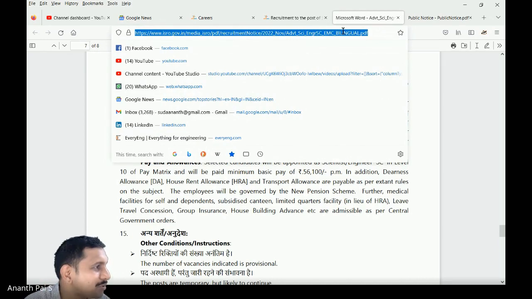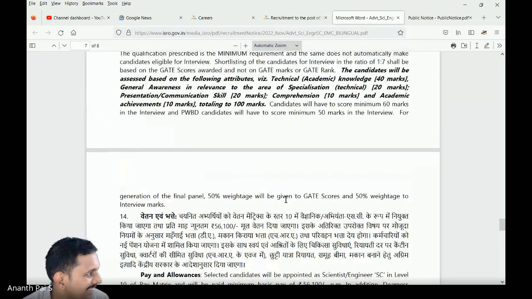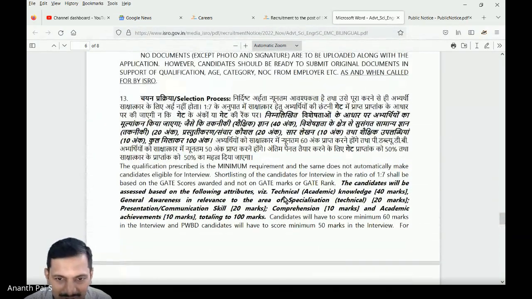But this time it is through GATE. Till now it was not through GATE. ISRO. This is the first time ISRO is conducting through GATE. Also do some representation. That is after GATE, no? After GATE, again, direct interview only, is it? Okay. I did not know.